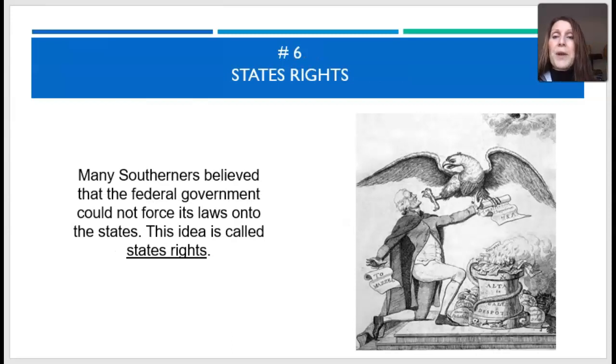Question number 6, states' rights. Many Southerners believe that the federal government could not force its laws onto the states. This idea is called states' rights.